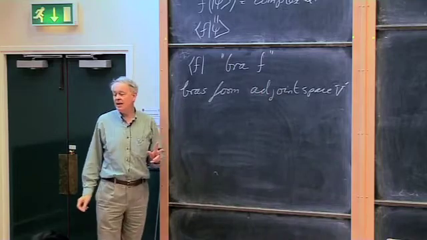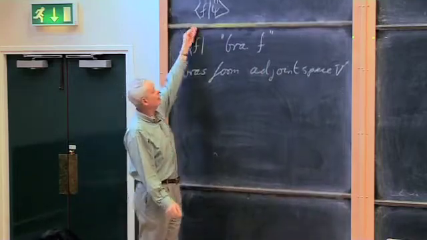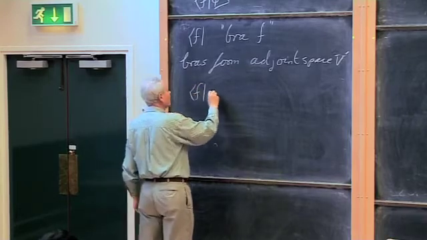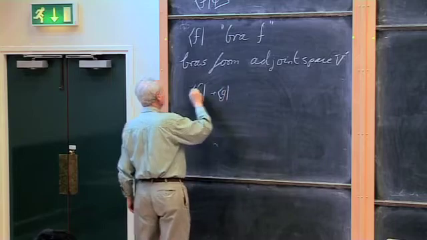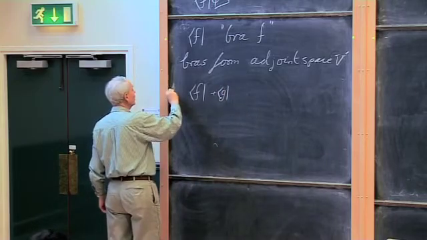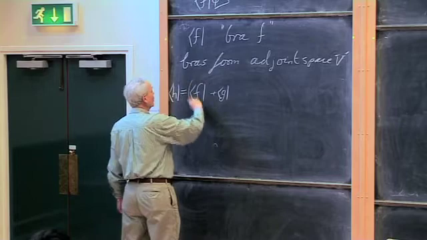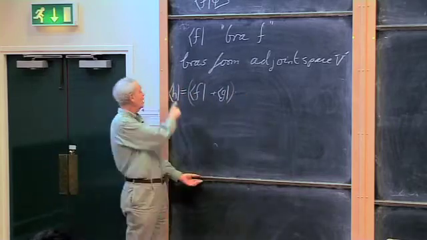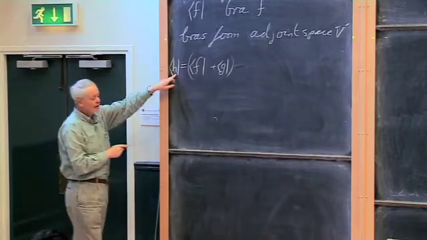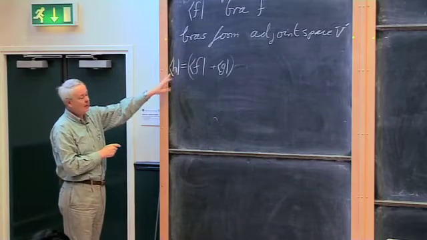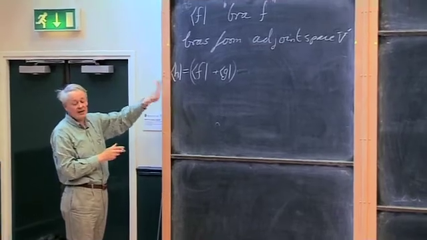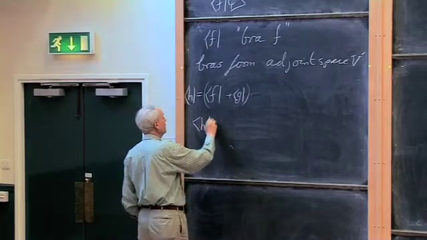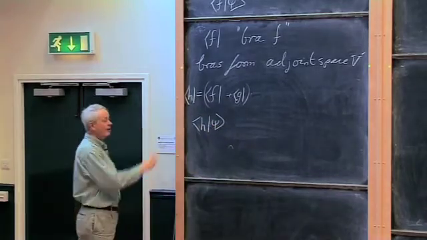Why do they form a vector space? Because I know what it is to add two bras. If you give me a bra F and a bra G, I can form a new bra. Let's call it H for originality. In order to give meaning to this, I need to know what H does to any state psi. A function is defined by the value it takes on any possible argument. So I need to know what H of psi is, what number that is.